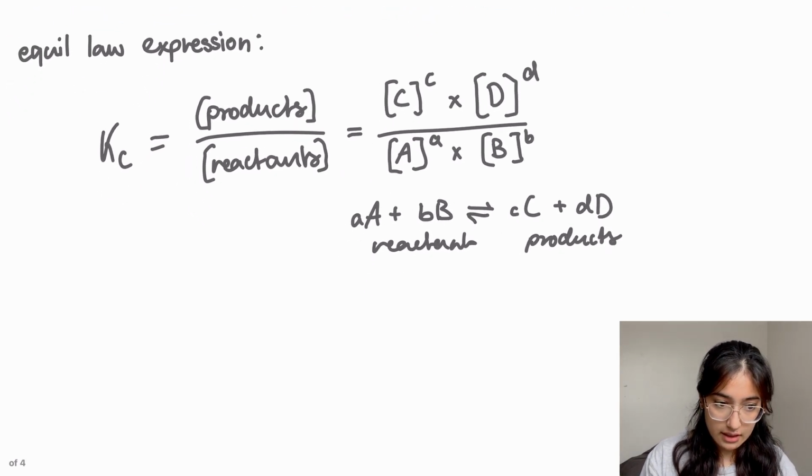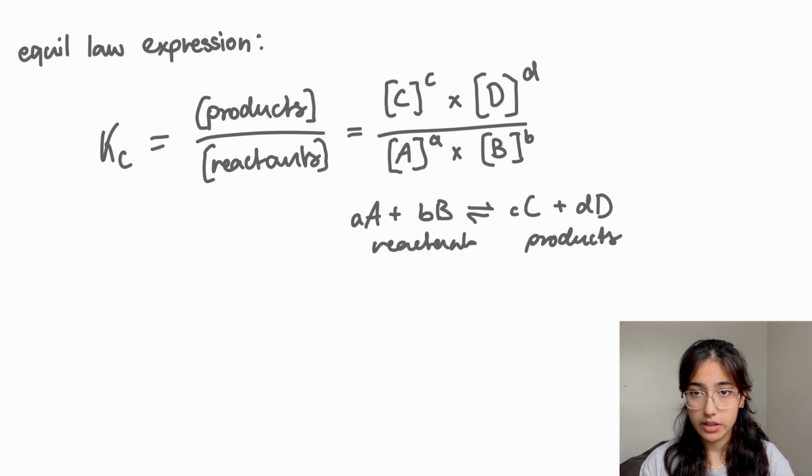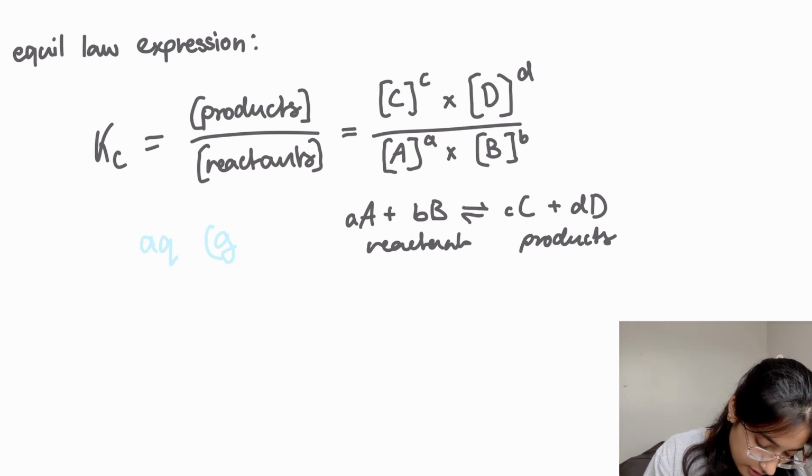And so Kc is actually basically just a special number, and we call it the equilibrium constant. And what it tells us is the ratio of the concentration of products to the concentration of reactants in any particular equilibrium system. Some important things to remember about this is that it only includes aqueous and gaseous molecules.